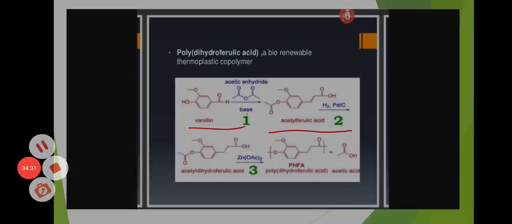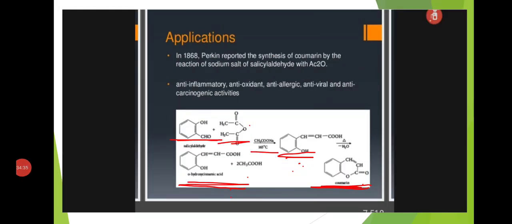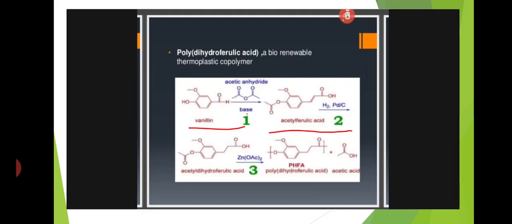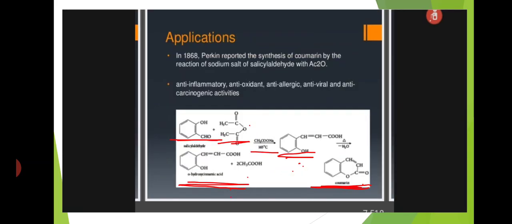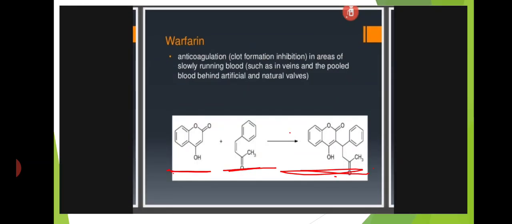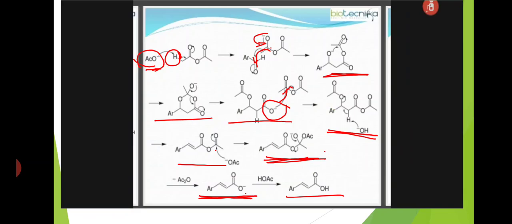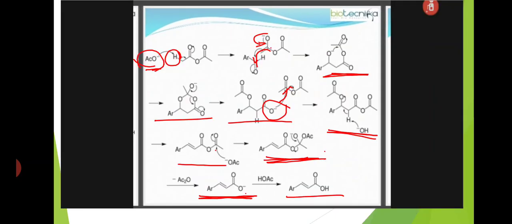These are all the applications of Perkin's reaction. First is coumarin, second is warfarin, and third is dihydroferulic acid. These three have medicinal activities. These are prepared by using Perkin's reactions. These are all the applications.